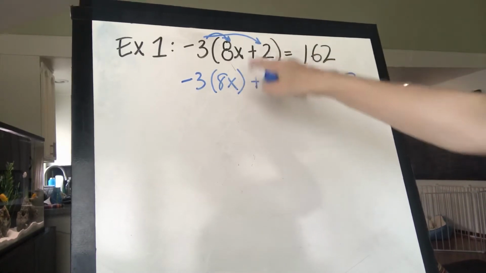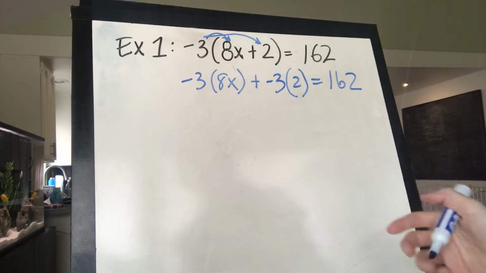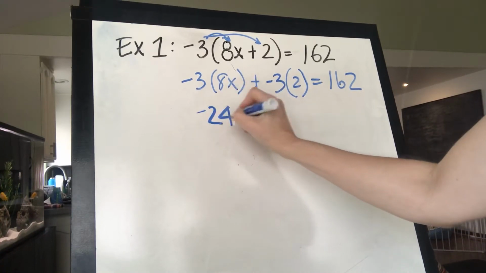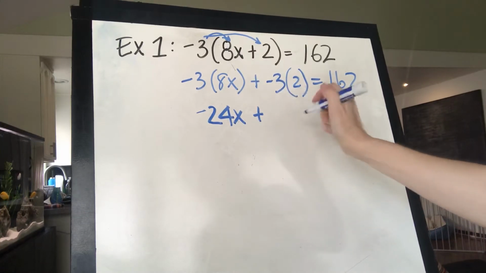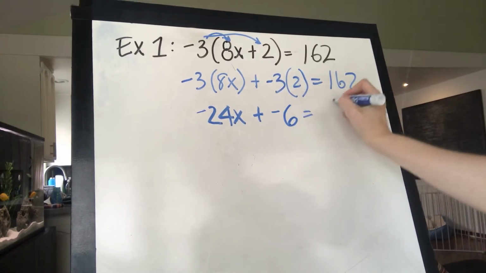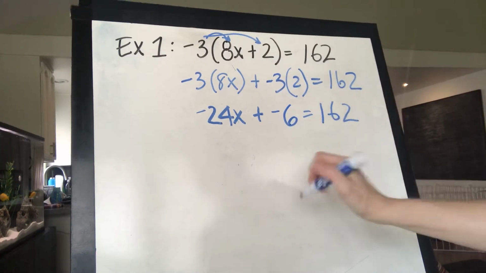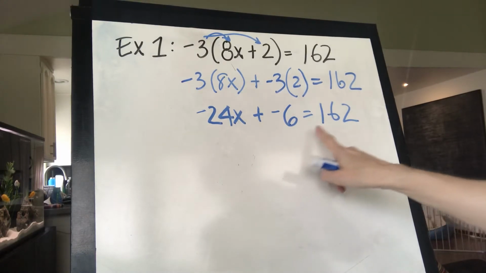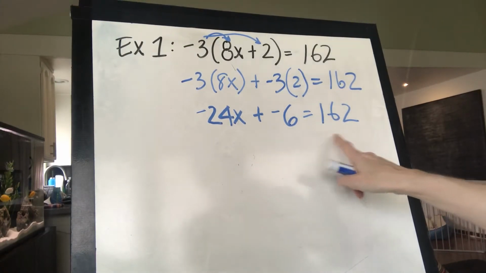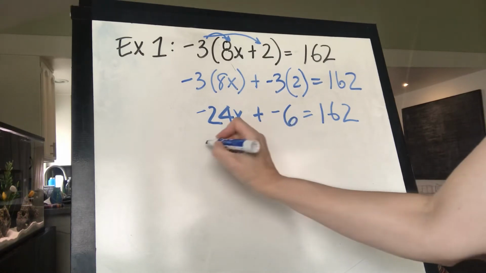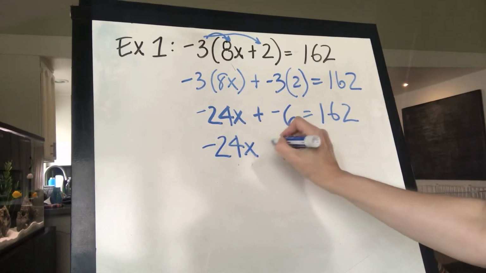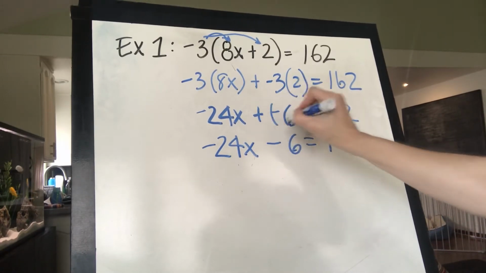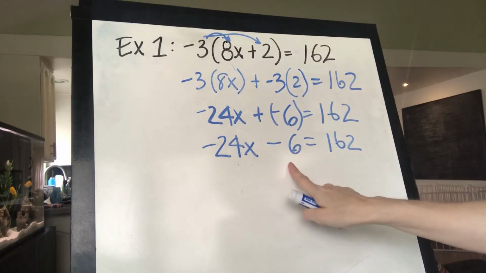Remember, these two equations are equivalent. We're just simplifying, okay? So now we're going to take negative 3 times x, and that becomes negative 24x, plus negative 3 times 2, which is negative 6. Again, bring down the 162. So now we have negative 24x plus negative 6 equals 162. This is the same thing as saying negative 24x minus 6 equals 162, because we're adding a negative, which is the same as subtraction, right?